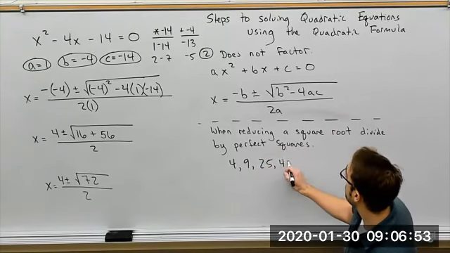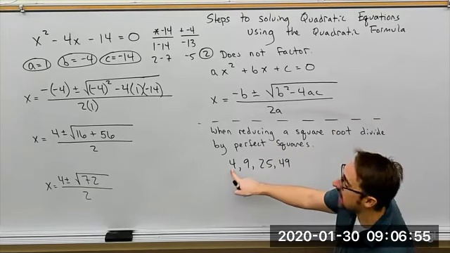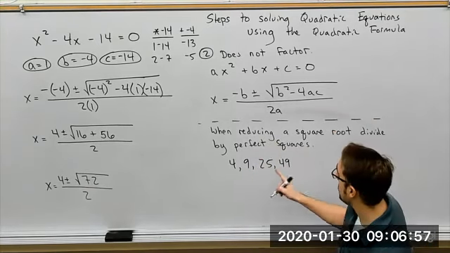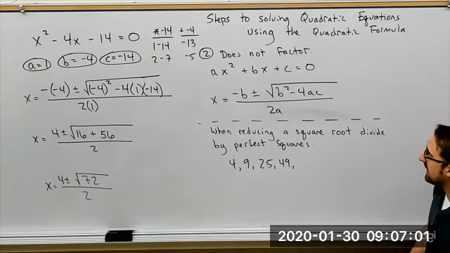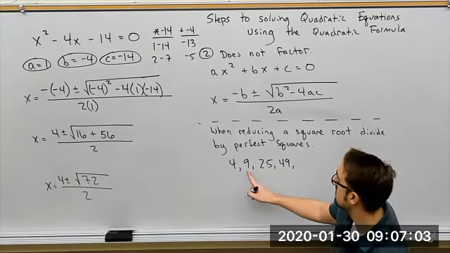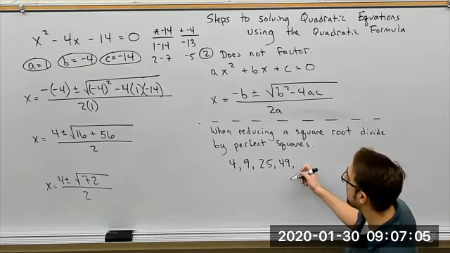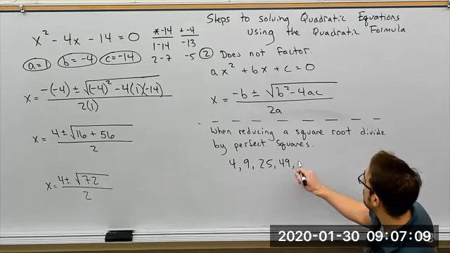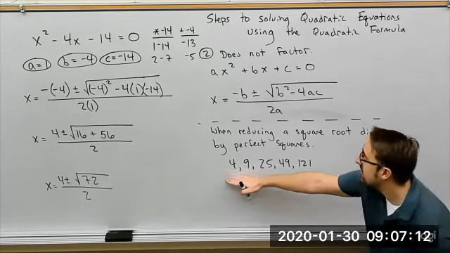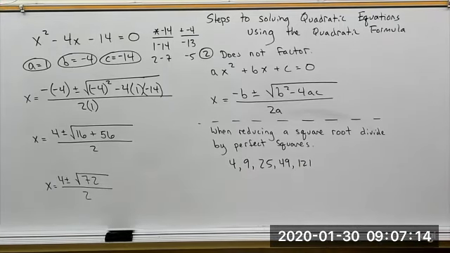7 squared would be 49. 8 squared is 64, which is divisible by 4, so I'm not adding it to the list. I'm not going to add 9 squared because it's going to be divisible by 9. I'm not going to add 10 squared because that's divisible by 5 and 4. So the last one we're going to do is 11 squared, 121. There's 5 numbers to check while reducing square roots.